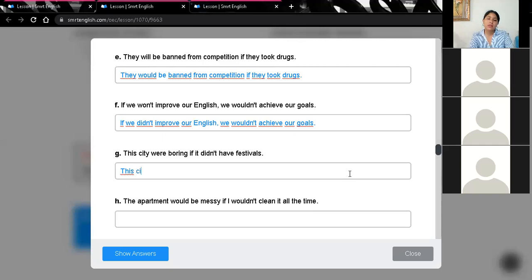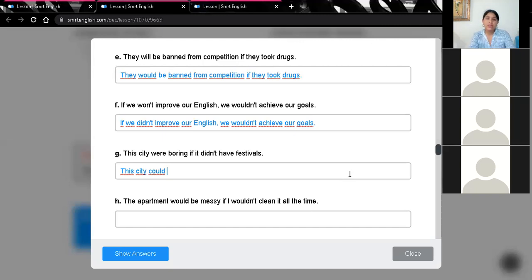This city didn't... boring. No, because with the result clause, I need to use would or could. You have to use the same verb, but you have to modify it with would and could. So it's would plus this verb in its base form, or could plus this verb in the base form. This city could be boring. Could be or will be boring.